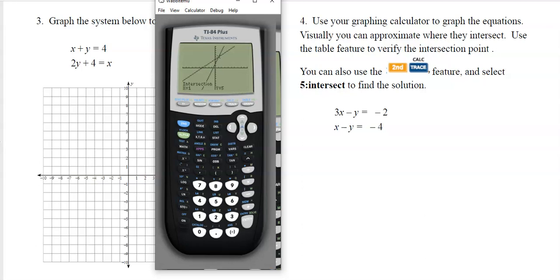Well, it's probably because of your window. Hit window, and what do your X min and max and all that stuff say? Yeah, so to fix it, if you can't see what's going on, like you don't even see two lines cross, what you'll want to do is go to your window, and then you can go down to standard, number 6, and it'll put it on a 10 by 10.